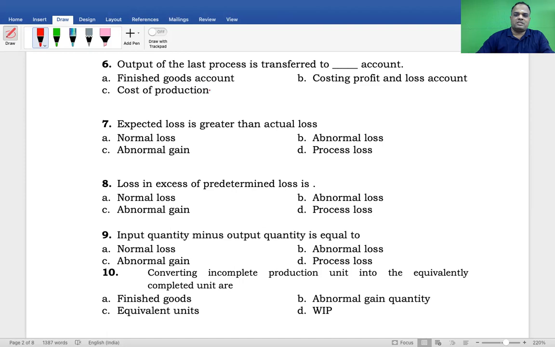Output of the last process is transferred to dash account: finished goods, costing, or cost of production. What is the answer? Finished goods account.